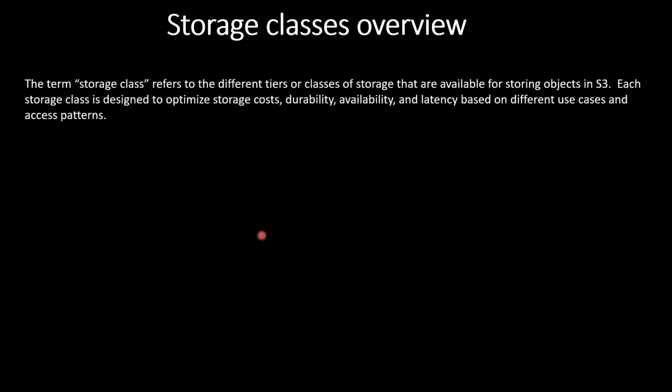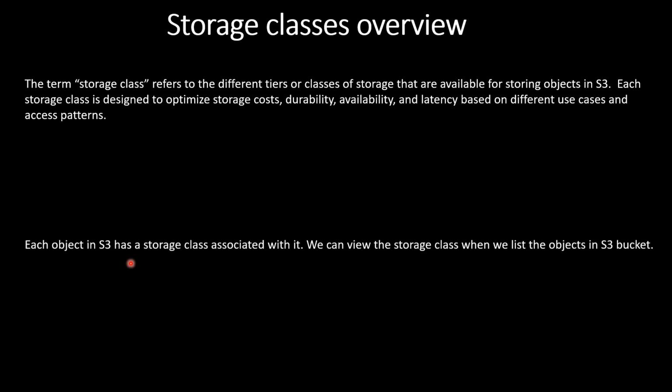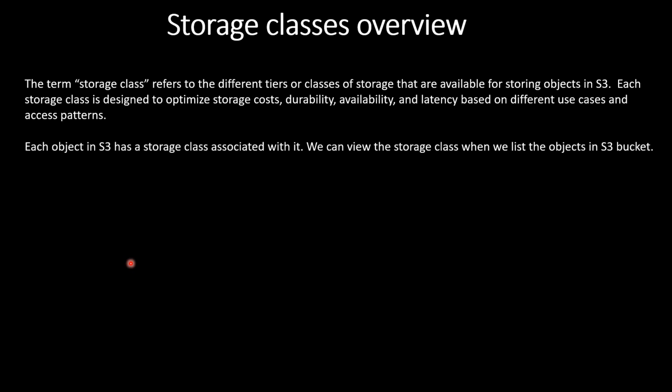So this is an overview of storage classes. The term storage class refers to the different tiers or classes of storage that are available for storing objects in S3. Each storage class is designed to optimize storage costs, durability, availability, and latency based on different use cases and access patterns. Each object in S3 has a storage class associated with it. We can view the storage class when we list the objects in an S3 bucket.